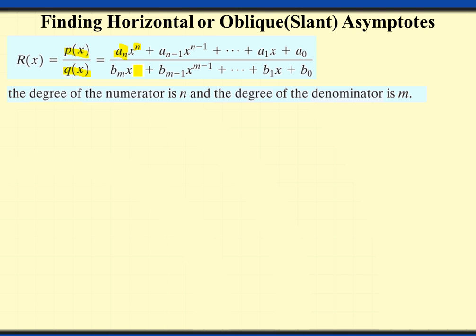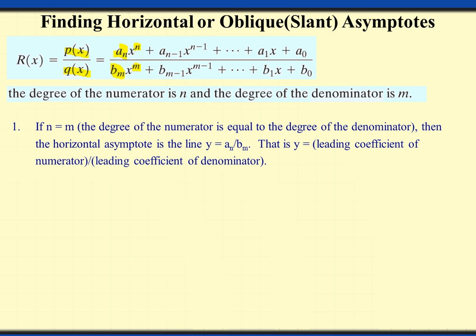On the other hand, the denominator has a degree of m. We're assuming that's the largest power of x. And so the leading coefficient would be whatever this number b subscript m is. That's the leading coefficient of the denominator. Now, here's the issue, and we'll see examples of this, but right now I'm just going to talk about it.